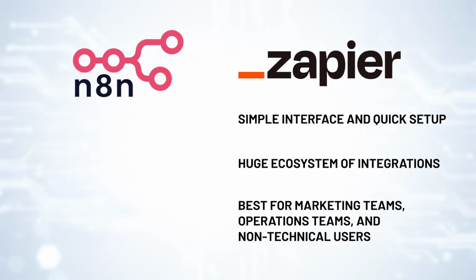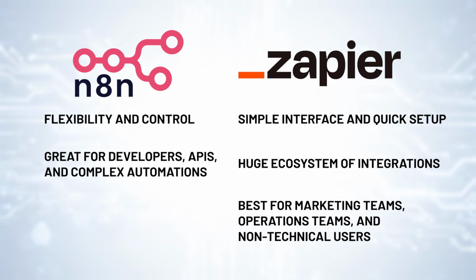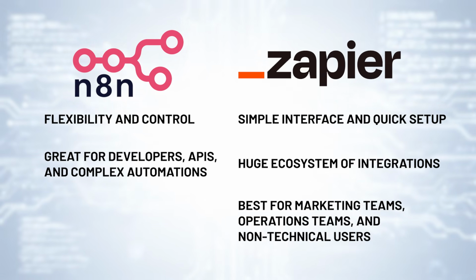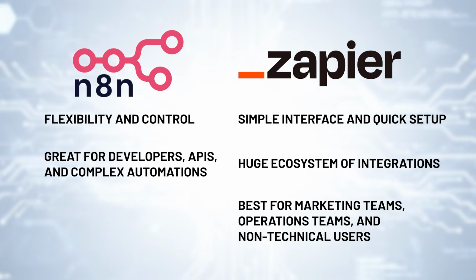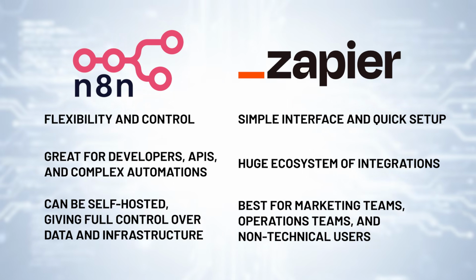But if you need more control in how workflows are structured, n8n is clearly the better fit. It gives you more flexibility in how you design logic, branch workflows, and connect custom APIs. For developers, technical teams, or anyone that's looking to build more complex automations, that flexibility can be incredibly valuable. Also, if you're interested in self-hosting, then you have that as well.